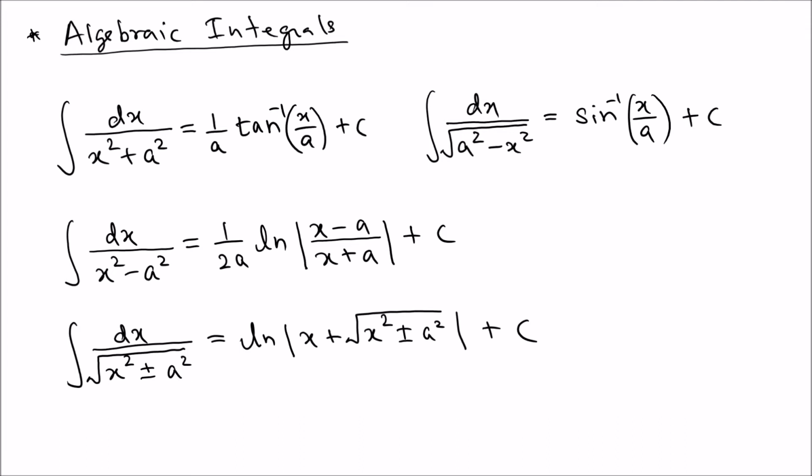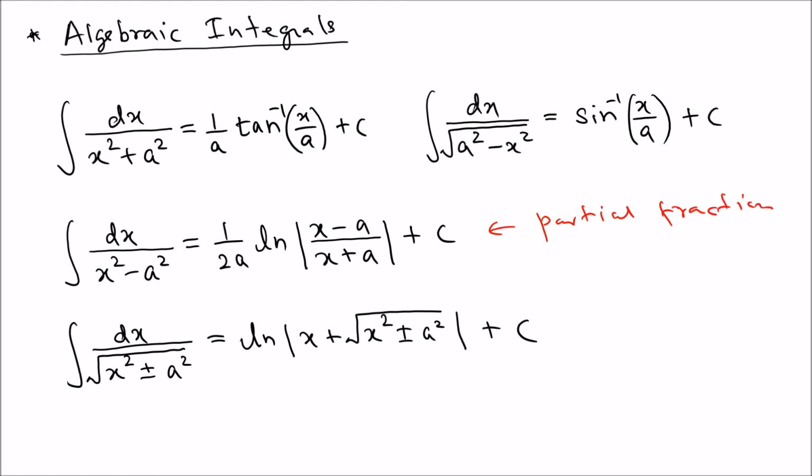There's no 1 over a term there. And then we have dx over x squared minus a squared, which has the negative sign. With the negative sign, it is different from tan inverse. It is 1 over 2a natural log of x minus a over x plus a plus c. You can prove this using partial fractions. So if you use partial fractions, you can prove this one. Okay, so partial fractions.